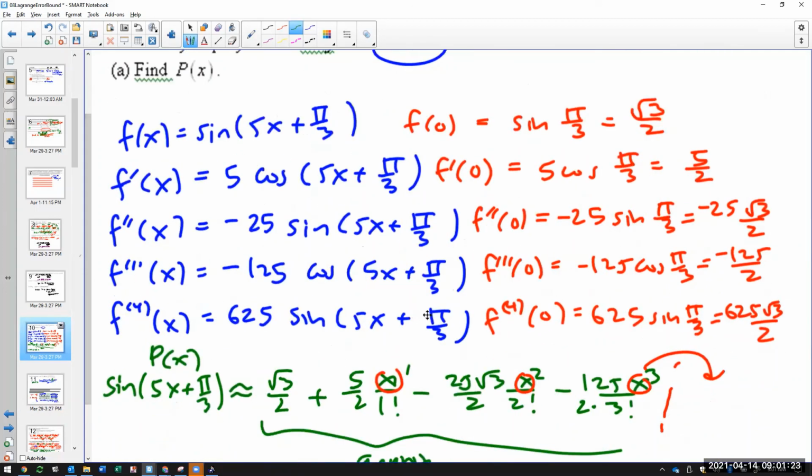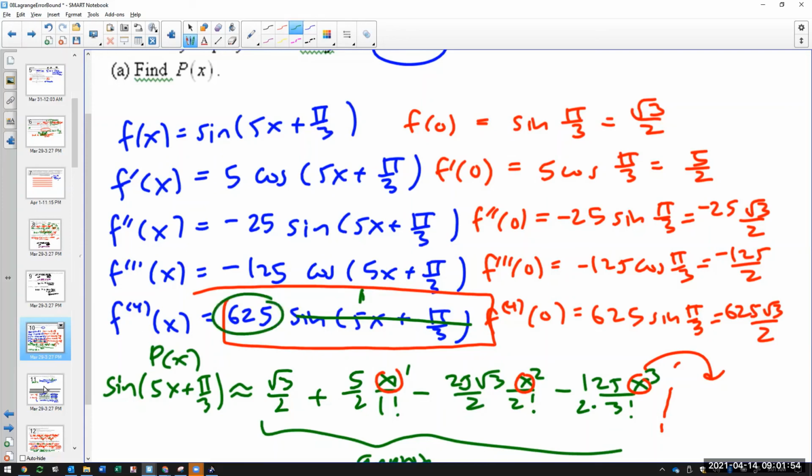So I did the fourth derivative, and what AP wants you to do, I know you could actually calculate. You could go in the calculator and graph this function and find the maximum value for this function. Okay, you could actually do that. But that's not what AP wants you to do. AP just wants you to say, hey, call this 1. The maximum that sine can be is 1, right? Because sine goes between -1 and 1. And we're doing the absolute value anyway. So the maximum this can be is 1. So this maximum is going to be 625.